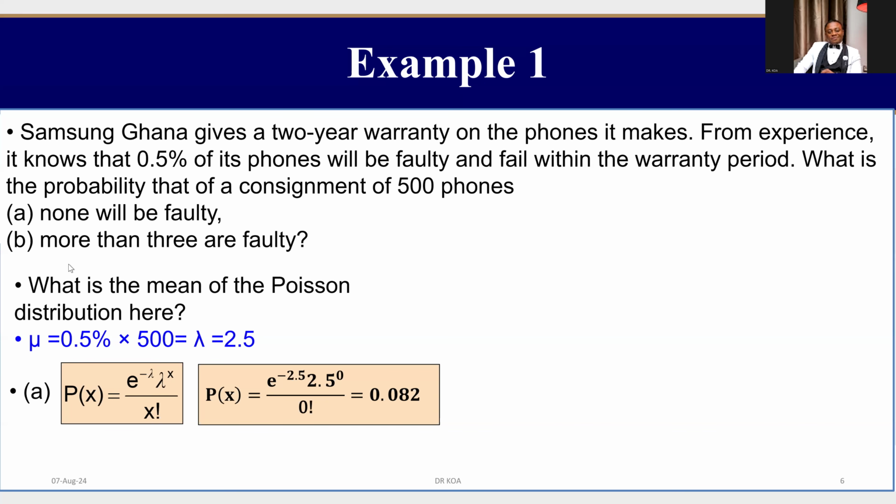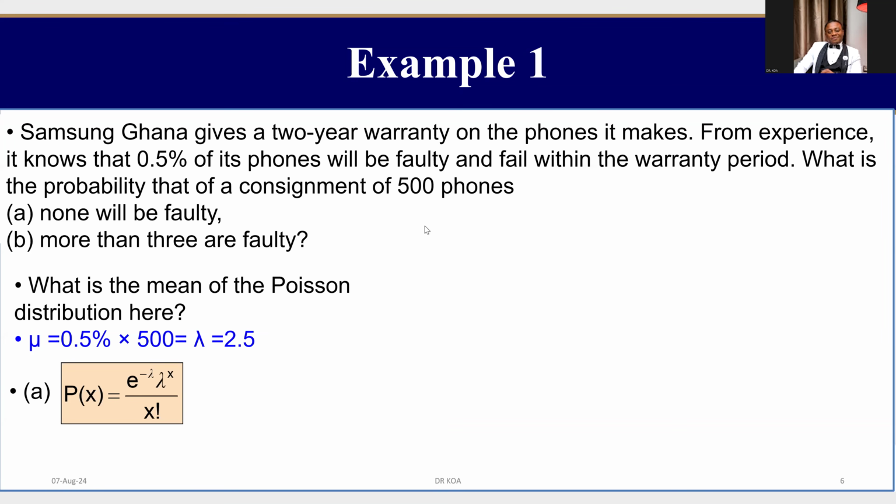0.8%. Okay, what about more than 3 are faulty? Well, it's very simple. You have to first draw the link first. How many are the phones? You're looking at the probability that X is greater than 3. So that means that you have to calculate that X is 4, X is 5, X is 6, all the way up to 500, because there are 500 phones. By the time you finish, your brother has delivered.